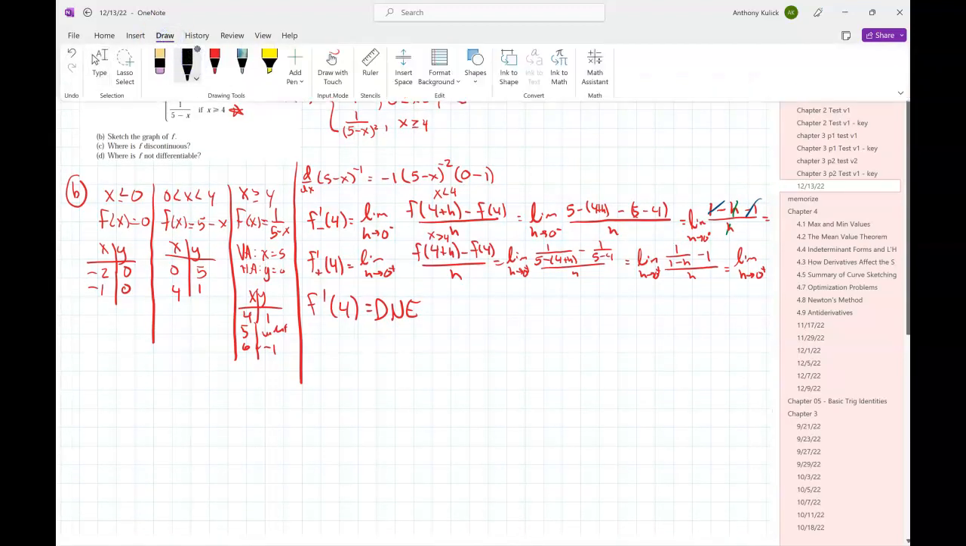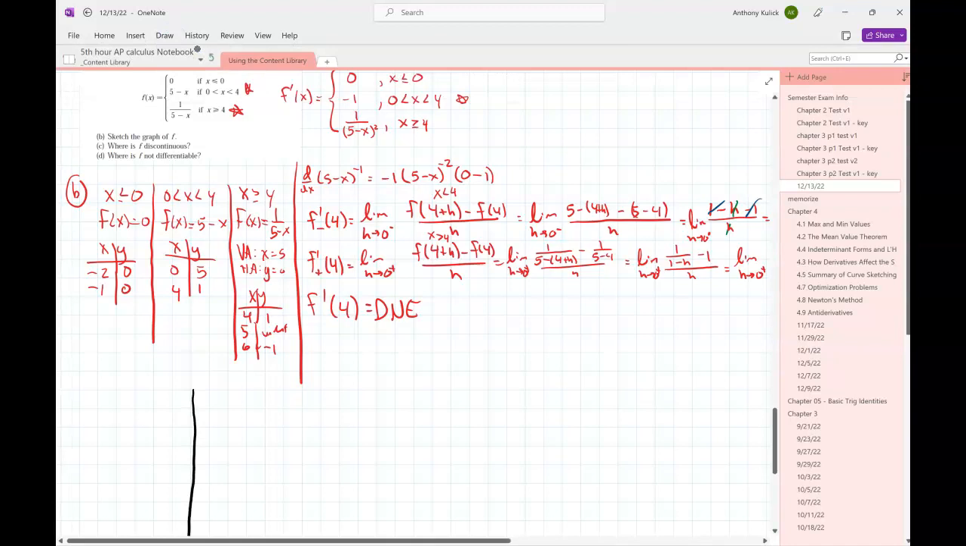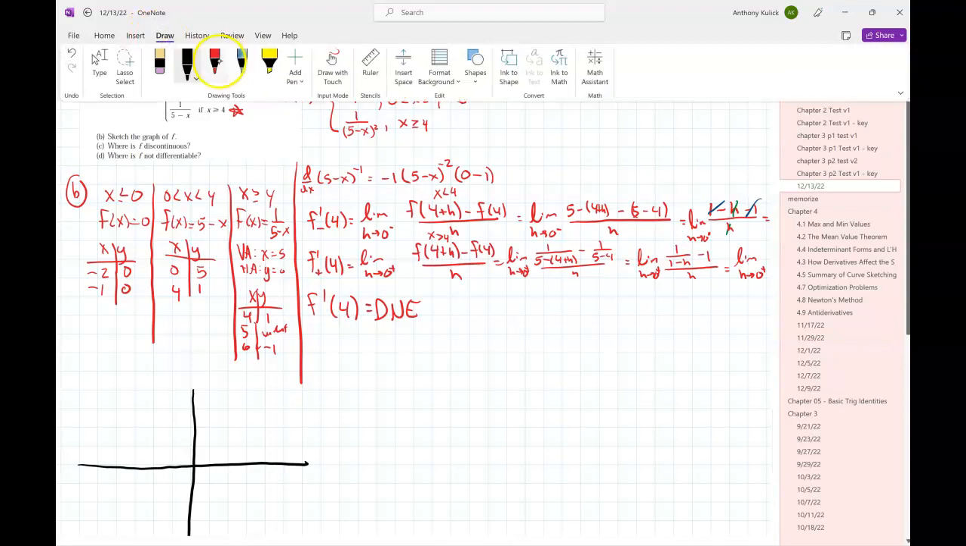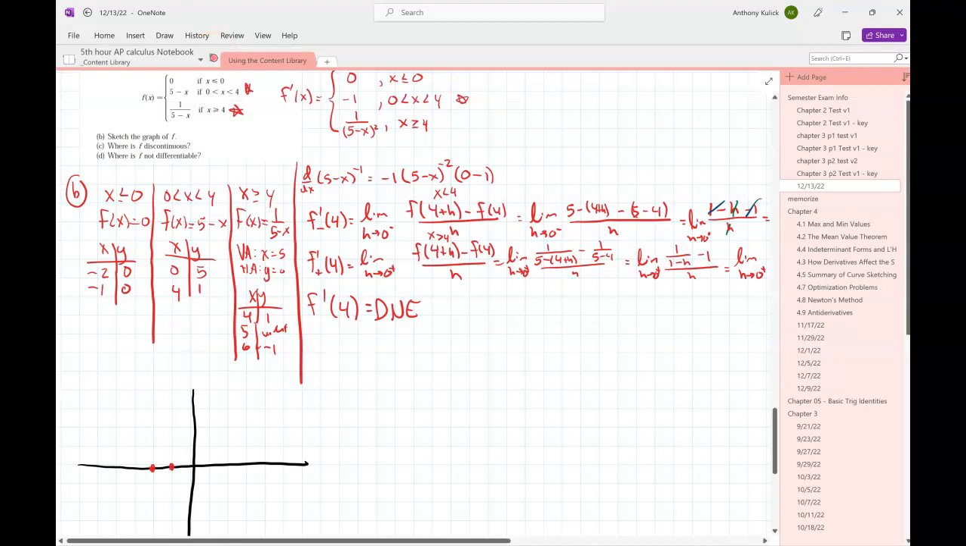So let me try to plot this now. All right, so -2, -1, and then at 0. So that's the first part of my piecewise function. And then 0 and 5, so 1, 2, 3, 4, 5. And then 4 and 1, so 1, 2, 3, 4, and 1. Again, those are both open.